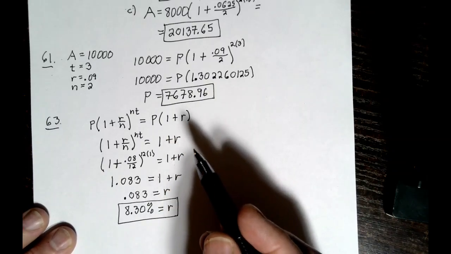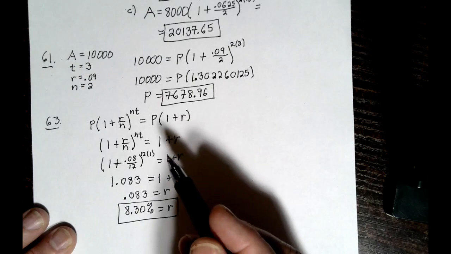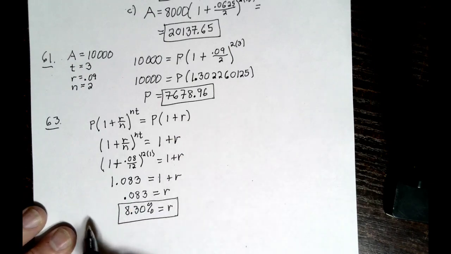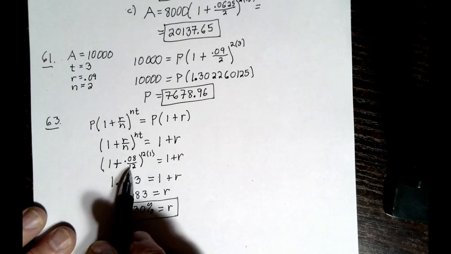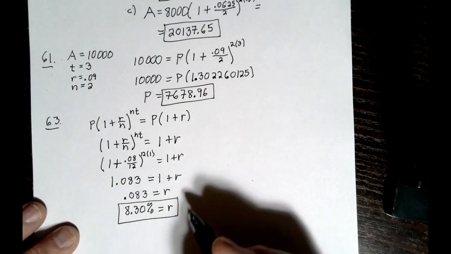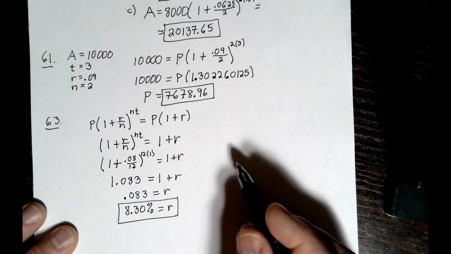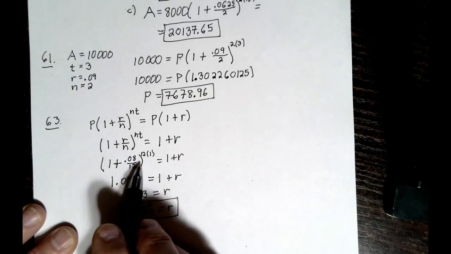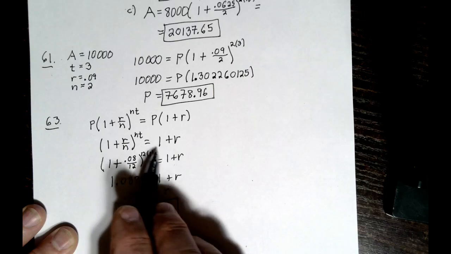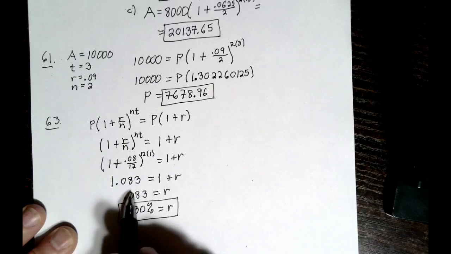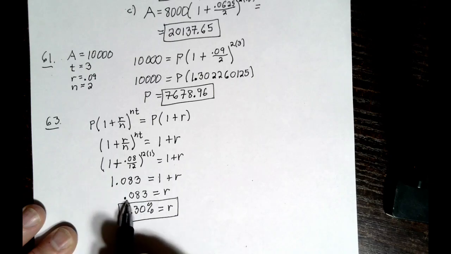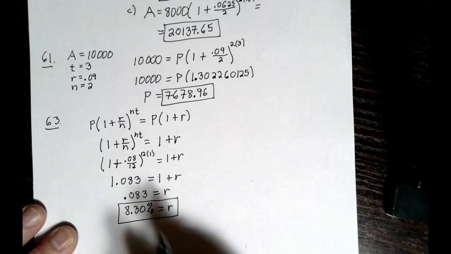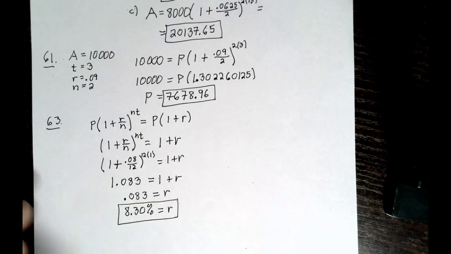This one, they wanted you to figure out the annual percentage yield, APY, and they tell you r is 0.08 compounded monthly. They want to figure out what the interest rate is compounded annually. So you let t be 1, and if you divide both sides by P, the P's go away. And this reduces down to here, and when you subtract 1, you get r equals 0.083, which means r is 8.3%.